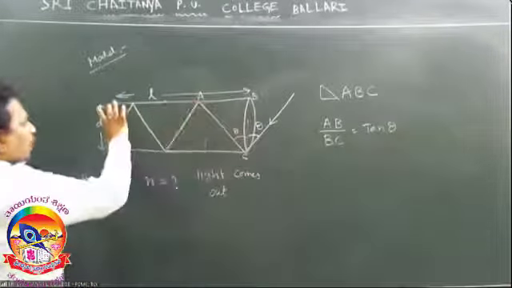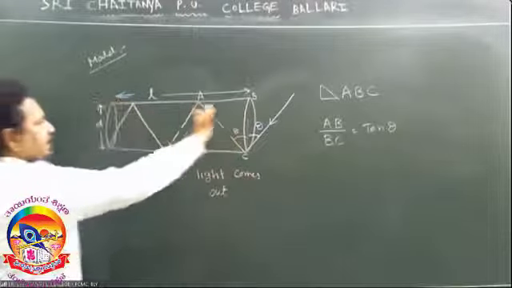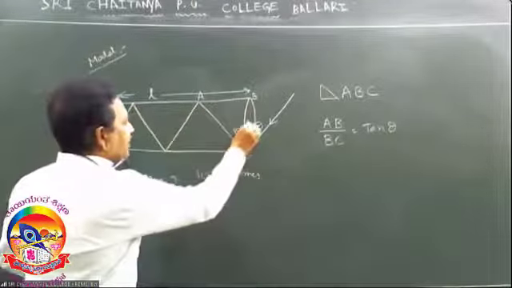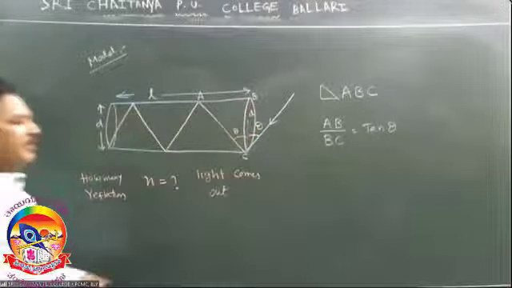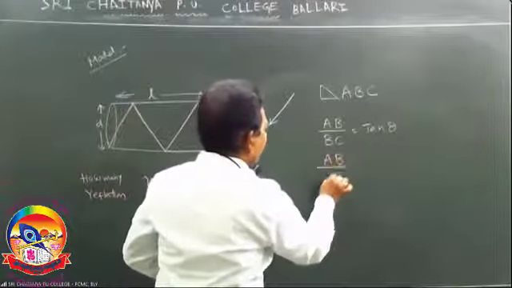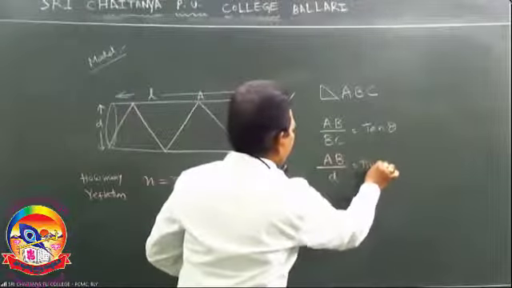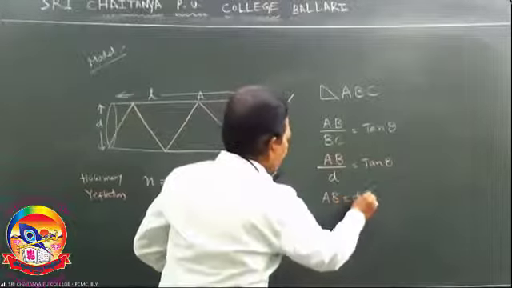BC is nothing but what? Diameter of the pipe. BC I already know. What is BC? Don't get confused. Diameter of the pipe. Therefore, AB by D is equal to tan theta. AB is equal to D tan theta.